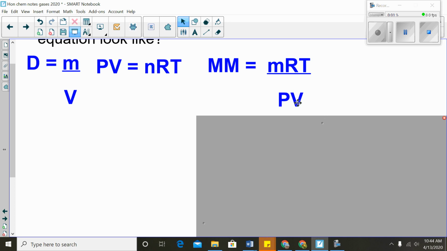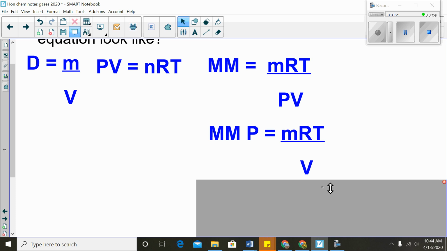So the V needs to stay, but that P needs to be removed from the right-hand side. In order to do that, you need to multiply each side by P. Now the P is gone on the right-hand side, and now we have MM, molar mass, times P, and I left alone mass times RT over volume. But this is not quite what I'm looking for yet. I want just M over V.